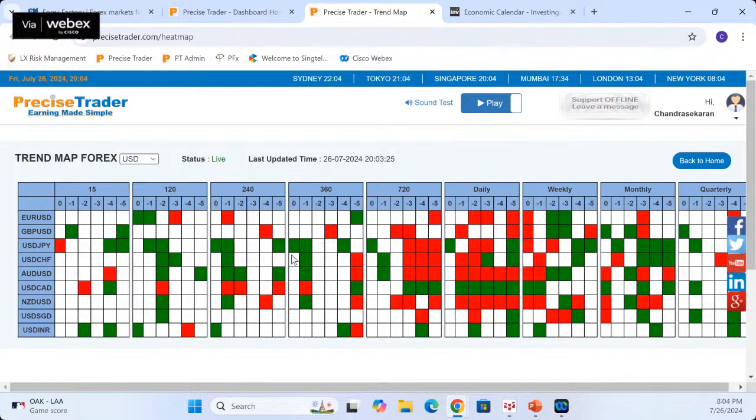So when we look at this, what this is telling you is that dollar yen is highlighted on zero, 240, 360, 720, and daily. That means the trend on the dollar yen is going to last at least another 3 hours, or it may even last until the end of the day. So this is giving you a clue as to how long you are going to hold your trade, and the longer you hold, the better your price target would be.